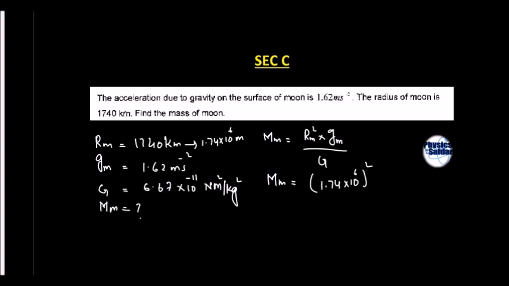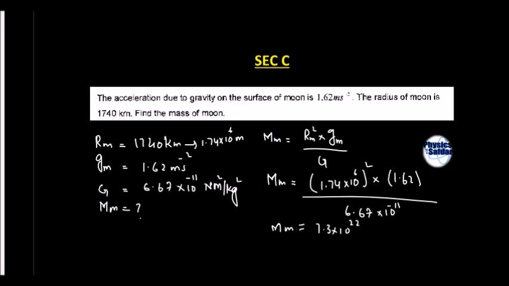squared, multiplied by gravitational field strength at moon surface, that is 1.62, divided by capital G, gravitational constant, 6.67 into 10 raised to the power minus 11. After the simplification we get 7.35 into 10 raised to the power 22. Because we calculated mass, you will write here kilogram. And that is the final answer, mass of the moon.